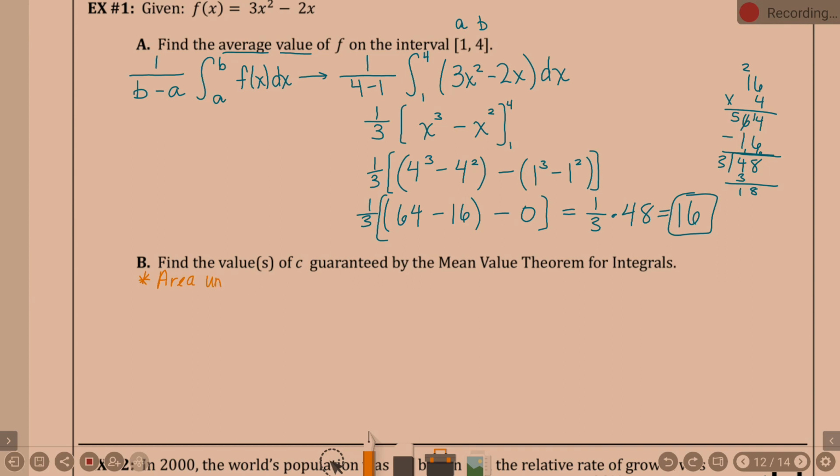So area under the curve is going to be equal to the function value times the width of the interval. Now, how do we find the area under the curve? That's doing the integral, yes. The integral from 1 to 4 of 3x squared minus 2x dx.